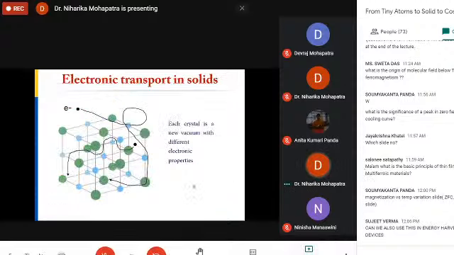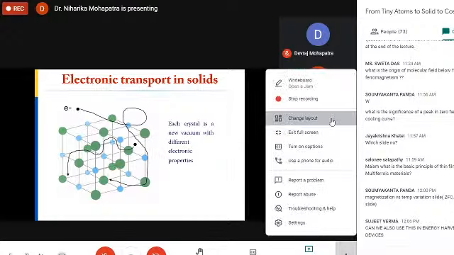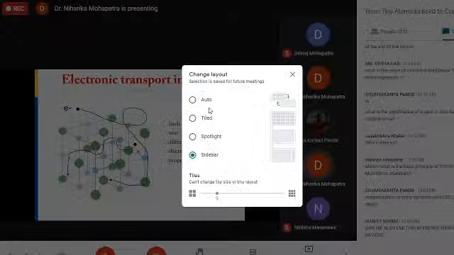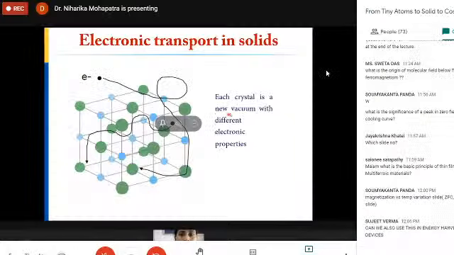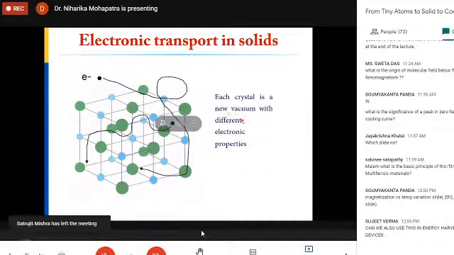Our interest is to look at the electronic transport through the solid. Each crystal, as you know, has a particular symmetry. Depending upon the crystal, each crystal behaves like a new vacuum, with its own electronic properties, and we need to understand this electronic property.